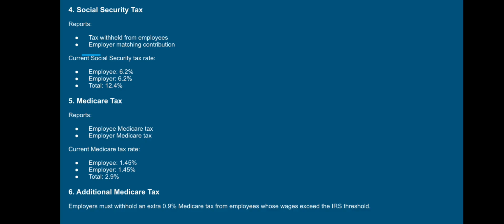Same for the Medicare tax, which reports employee Medicare tax and employer Medicare tax. The percentage of the tax is 1.45% each, and the total tax percentage is 2.9%. The sixth one is additional Medicare tax. Employers must withhold an extra 0.9% Medicare tax from employees whose wages exceed the IRS threshold.